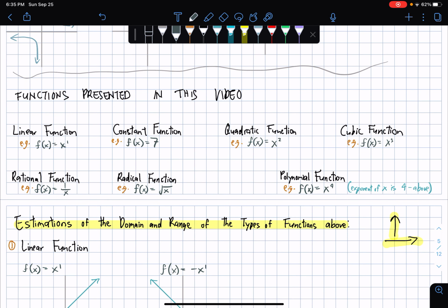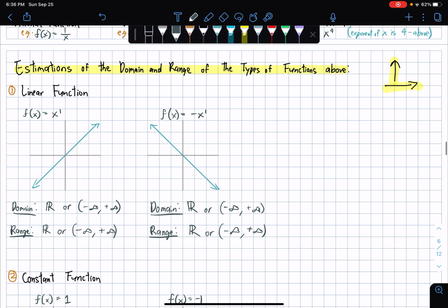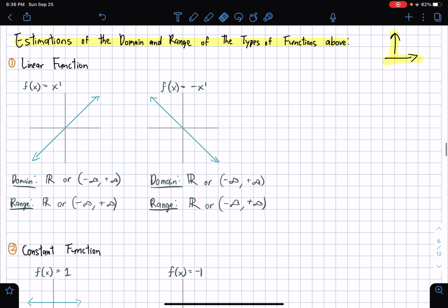As for the functions presented in this video, this is the list. Linear function, x raised to 1. Constant function, there is no variable, only a constant. For quadratic function, x raised to 2. Cubic function, x raised to 3. Rational function, 1 over x. Radical function, or I don't think it's called radical function, it's called root function, square root of x. Polynomial function, x raised to 4 or above. So here are estimations. This is what you have to note.